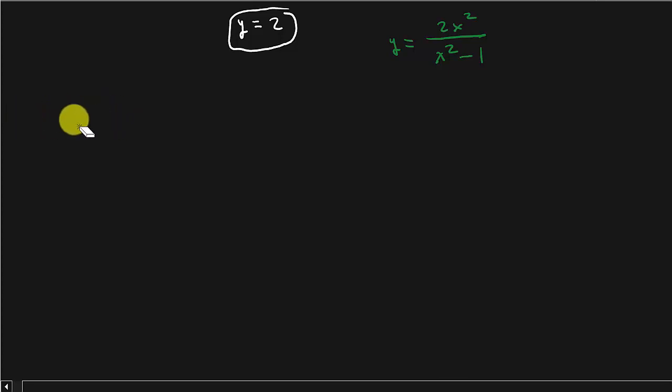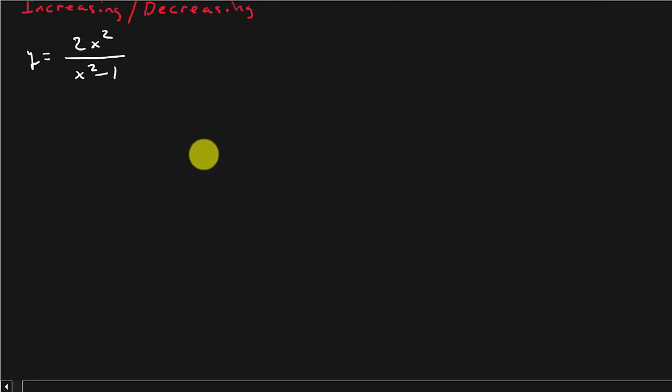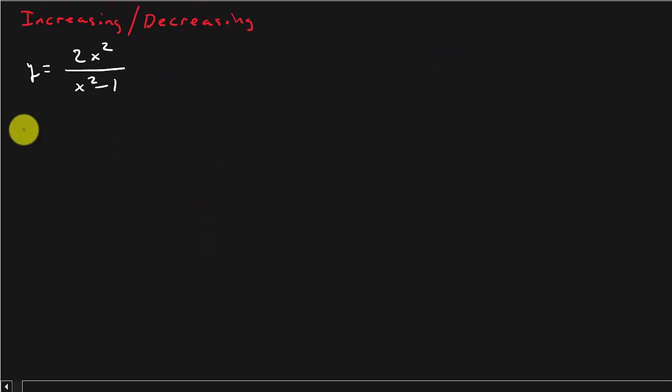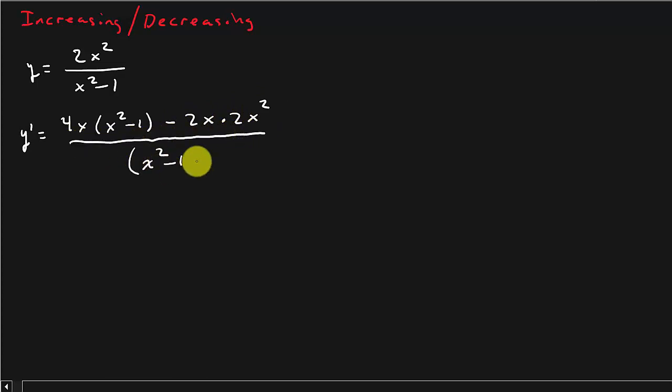All right, so now let's do increasing, decreasing. So we've got y equals 2x squared over x squared minus 1, and we have to take the derivative of this. So we get y prime is equal to, remember we've got the quotient rule here, so that's the derivative of the numerator times the denominator minus the derivative of the denominator times the numerator, all over the denominator squared.